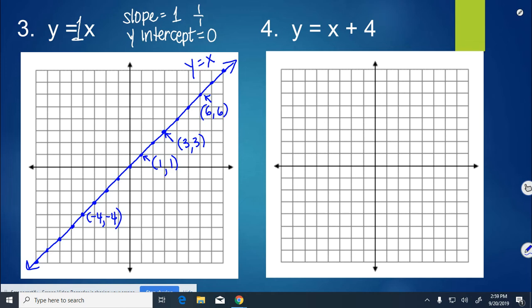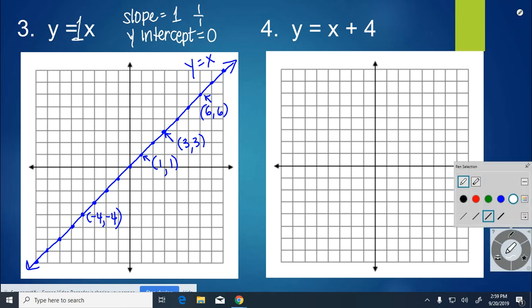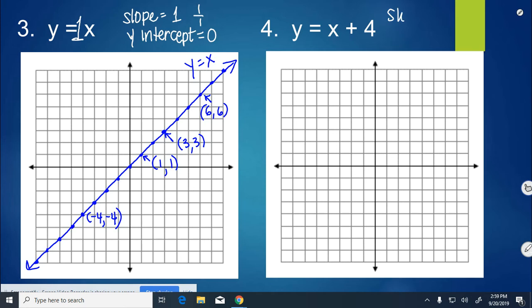All right, taking a look at number 4, similar slope to the last one because there's no number in front of the x. So the slope once again is 1 or 1 over 1. And the y-intercept this time is positive 4 because of the plus 4. So we take our y-intercept at 4 and then go up 1 over 1, up 1 over 1, up 1 over 1, or down 1, left 1, down 1, left 1, down 1, left 1.